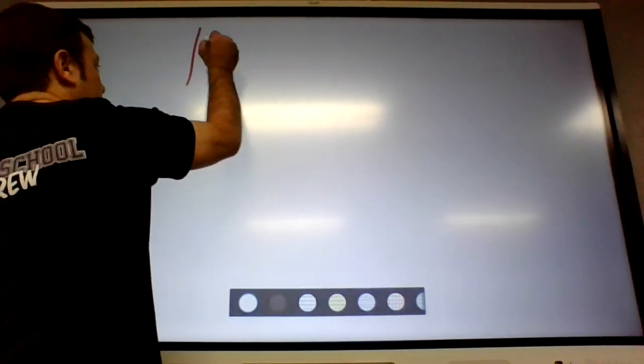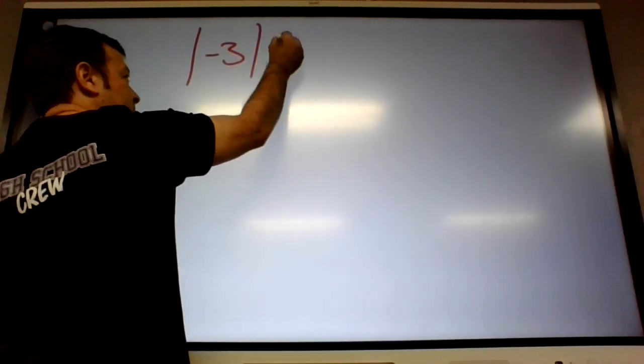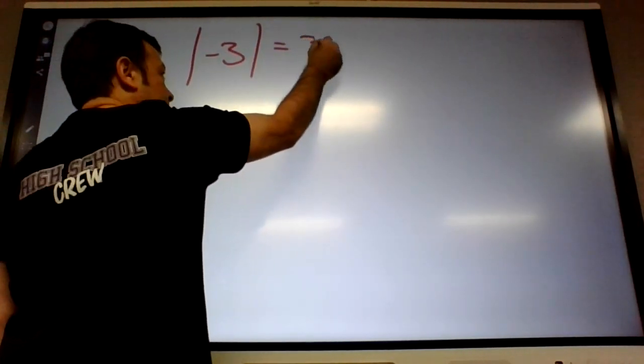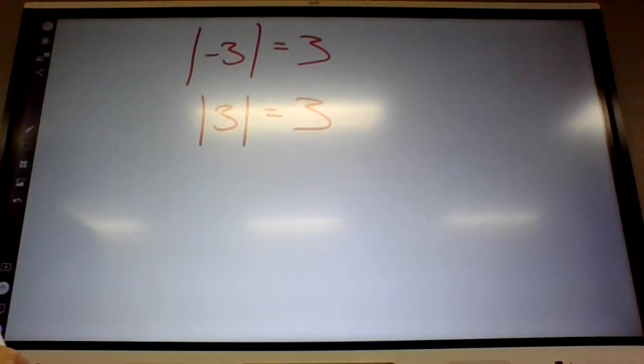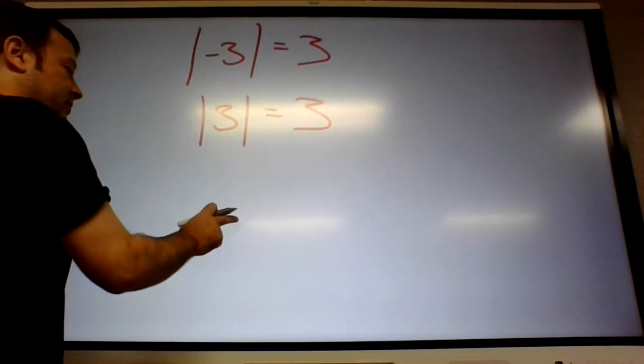Alright, so what are these symbols called? Absolute value. What's the absolute value of negative 3? 3. What's the absolute value of 3? 3. The definition is like how far is this number from 0? So both of those are 3 from 0.